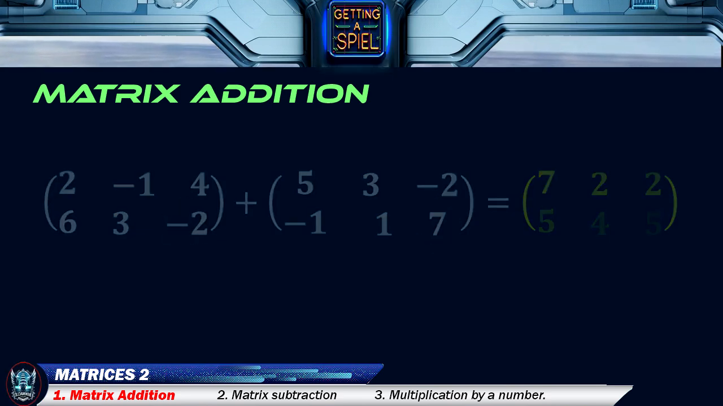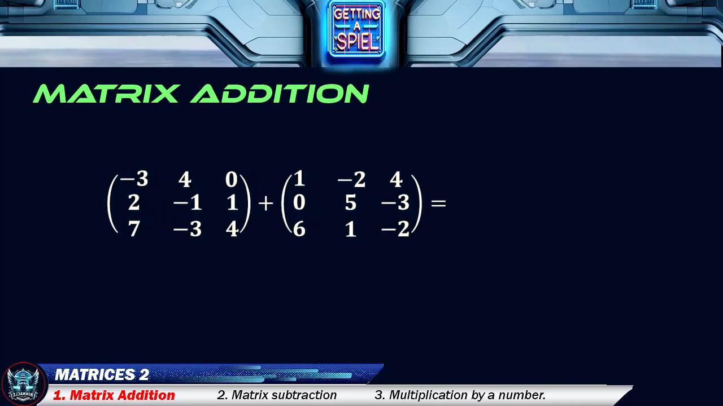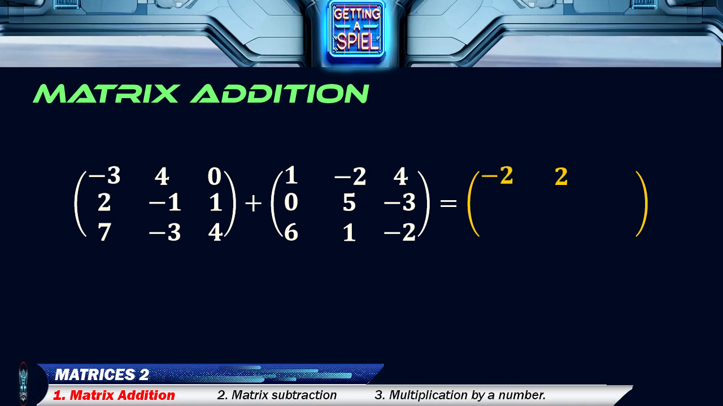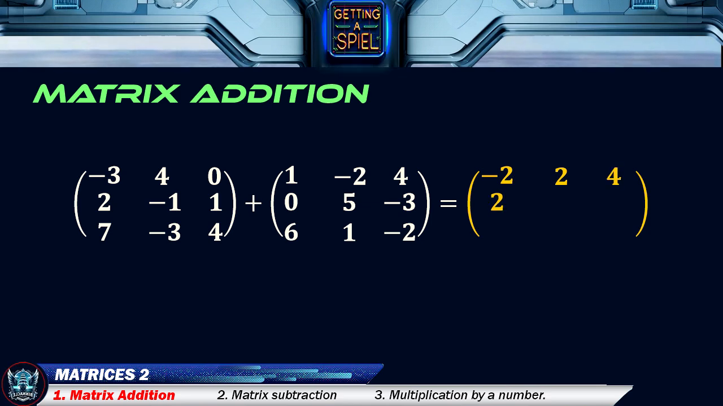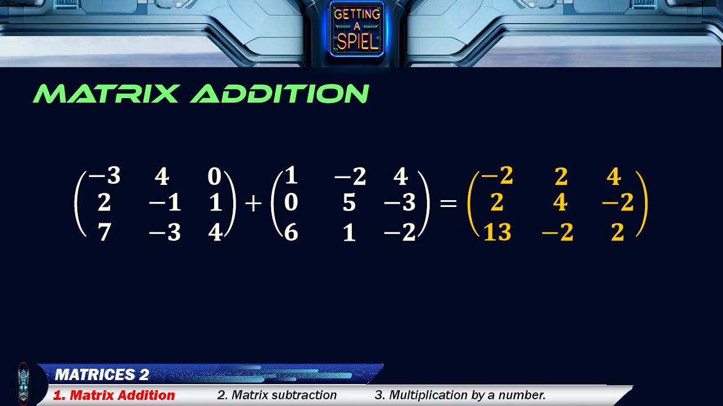To help you consolidate this idea and this operation, let's do the following example together. I will slowly say the result, but I want you to mentally perform the operation. Look, let's add these two 3 by 3 dimension matrices. Go ahead! Negative 2, 2, 4, 2, 4, negative 2, 13, negative 2, 2.